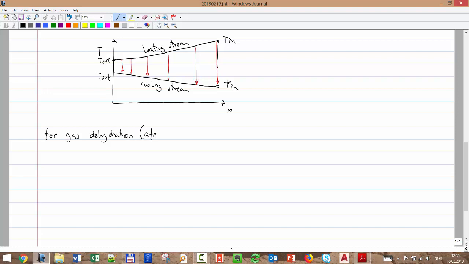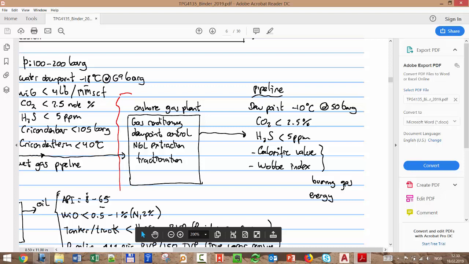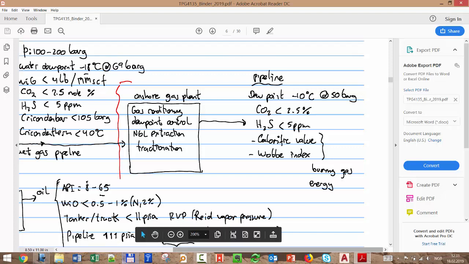And that happens typically after separation and stabilization, and that is done before compression, in what we called wet gas transport. Remember, we had two transports in this drawing. We had one that was the wet gas pipeline. It takes the gas from the platform to an onshore gas plant, which then prepares the stream to go through the Gasco network to customers in Britain, in Germany, whatever. So we are now looking at what happens before that, where you have to remove the water.